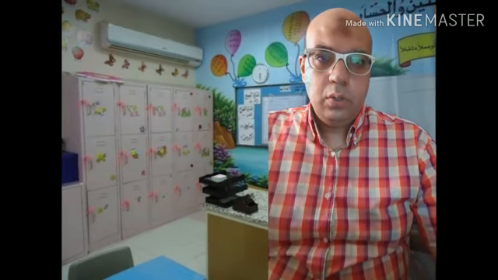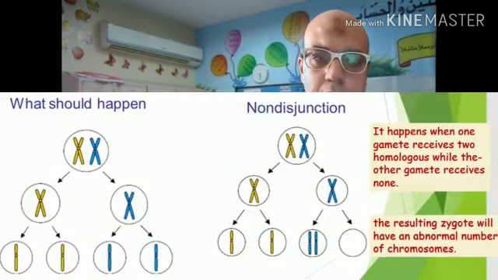So we have to know what's meant by non-disjunction. Non-disjunction is an error that sometimes happens during meiosis. How is that? Homologous chromosomes fail to separate as they should. As it is seen here in the figure, it happens when one gamete receives two homologous chromosomes while the other gamete receives none.